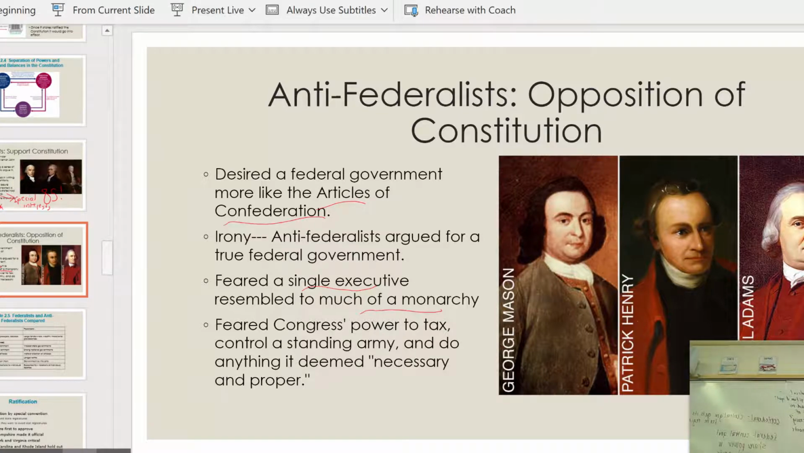The Articles of Confederation, this is weird because the Anti-Federalists are desiring a federal government that is more like the Articles. Bless you. Meanwhile, the Articles of Confederation had a legislative branch and that was it. This is ironic because the Federalists are arguing for a true federal government. They're arguing to get this back, but they don't even realize it. Their values are more supportive of this. They feared that a single executive, like the president, right? Executive means head guy in charge. They feared that an executive would have too much power, kind of like a king, kind of like a monarchy. That's what they were afraid of.